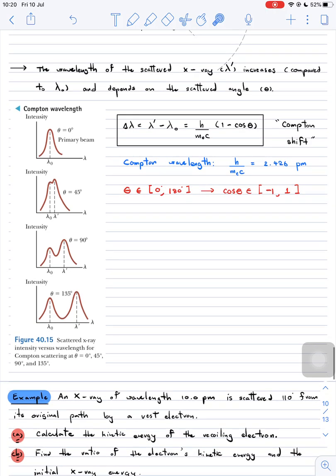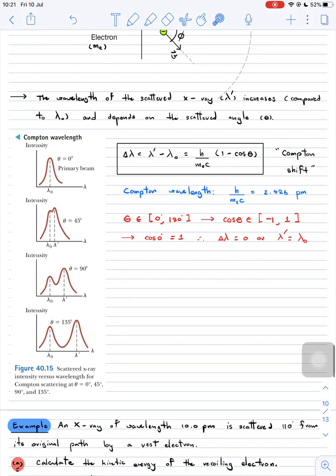If we plug this into this equation, you can see that if the cosine theta equals 1, then delta lambda equals 0, or lambda prime equals lambda naught. So in this case, cosine 0 degrees equals 1, we have delta lambda equal to 0, or lambda prime equal to lambda naught. So it's going to be this case.